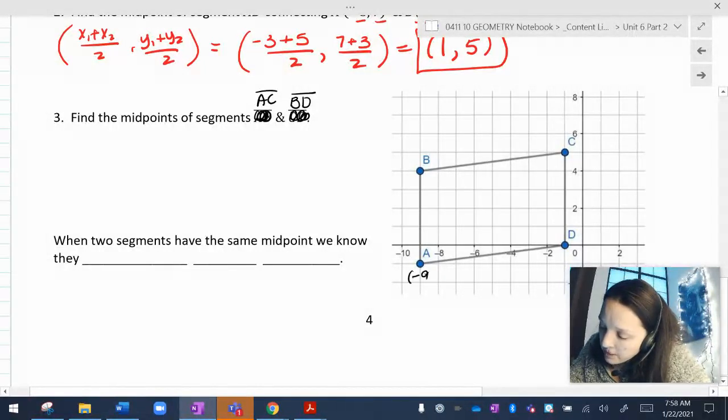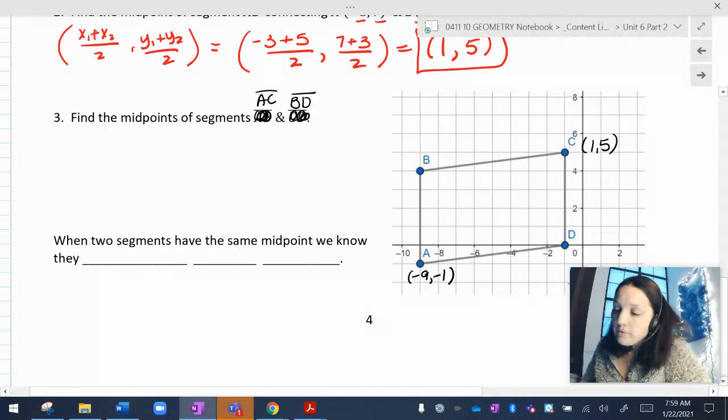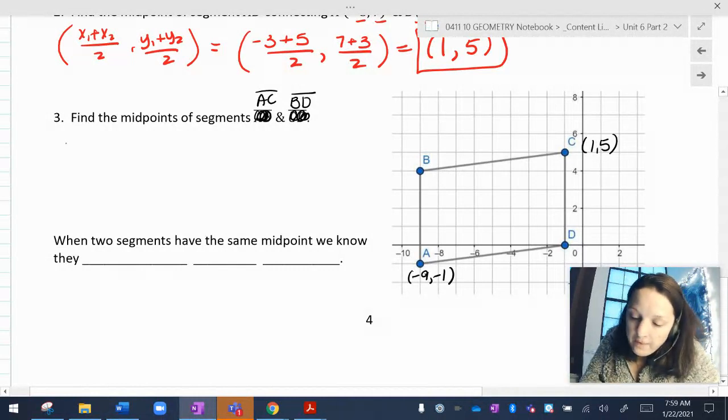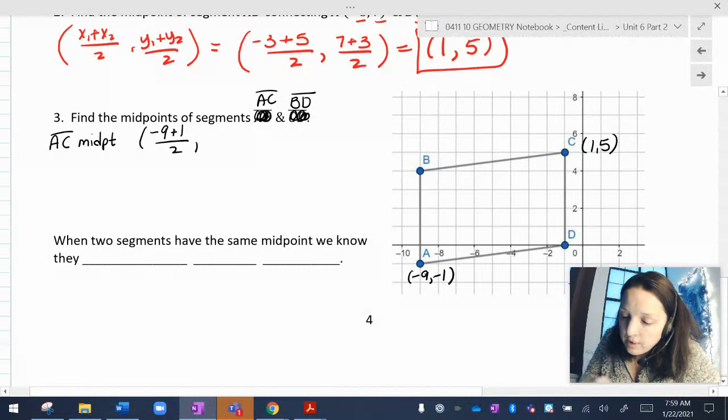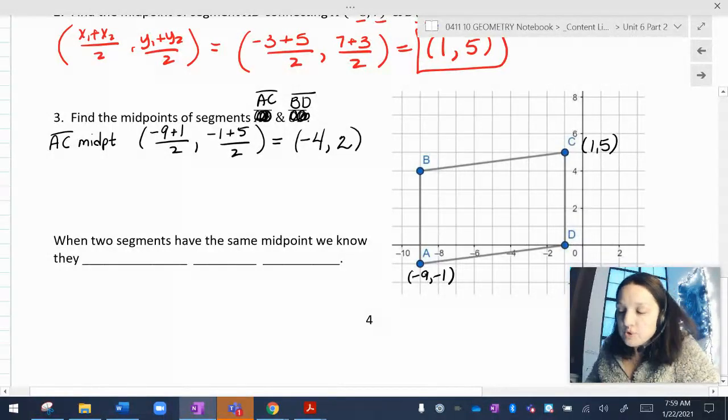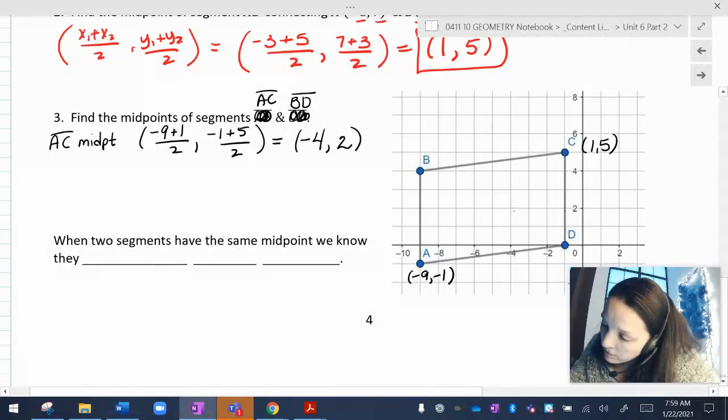Well, A is the point negative 9, negative 1, and C is the point 1, 5. So if I want the midpoint of AC, I would add the x's, negative 9 plus 1, add the y's, negative 1 plus 5, and that's going to be negative 8 halves, which is negative 4, and 4 halves, which is 2. So that midpoint is negative 4, 2.